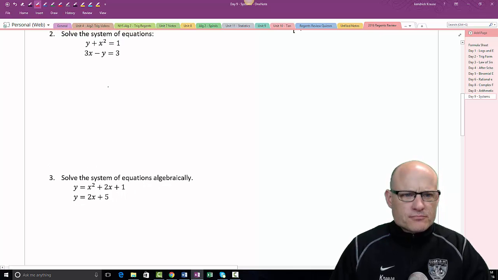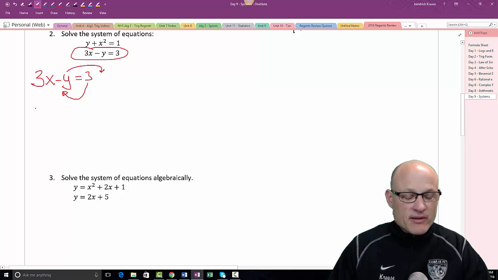Okay, I'm going to solve this one for y. I usually try to solve the linear one for y, even though it's kind of a pain in the neck. Let me write it over here. 3x minus y equals 3. I'm going to bring this y over here, making it positive, but then I have to bring the 3 back, making it negative. So it's 3x minus 3 equals positive y. You can show those steps if you like, but that's it.